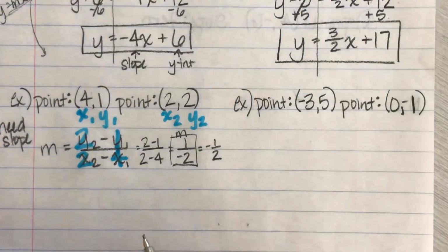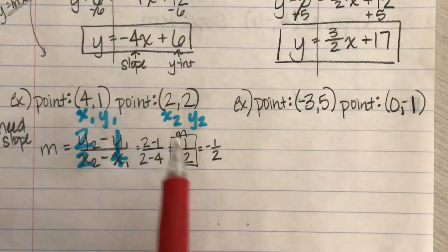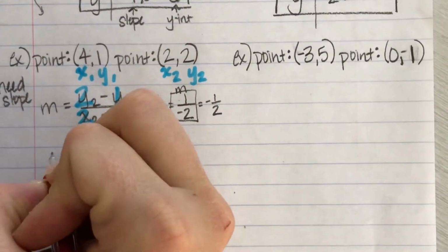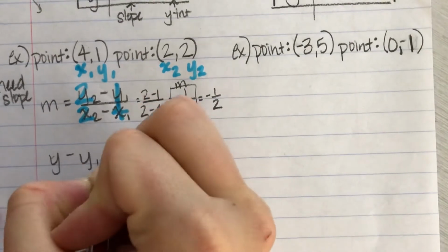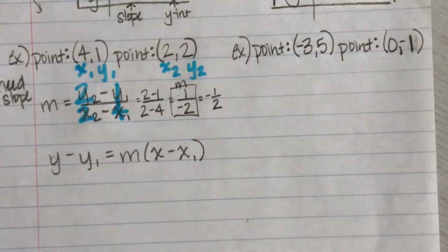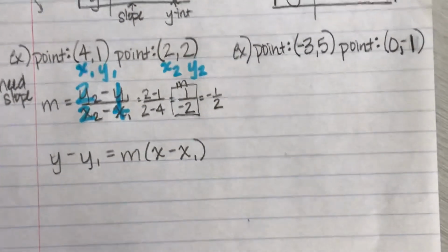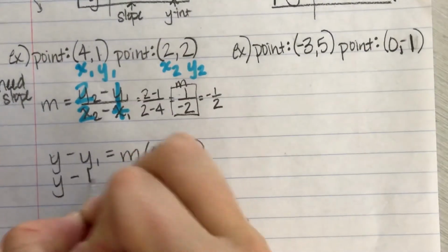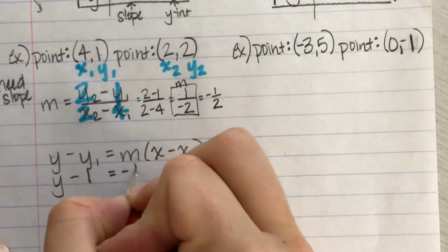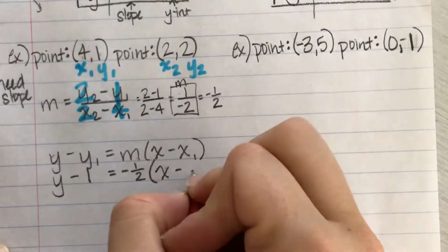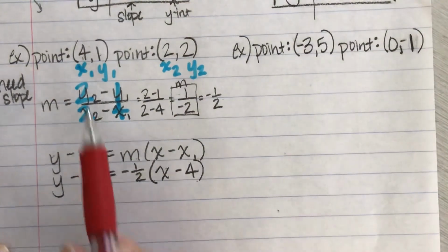Well, now let's think about what information I have. I have a slope and I have some points. Slope and point means I'm going back up to point slope form. So I'm going to do y minus y1 equals m times x minus x1. All right, and plugging in, I don't think we need to color code it. Y minus y1 is 1 equals my slope I now know is negative 1/2 times x minus 4. I used x1 and y1 from up here.